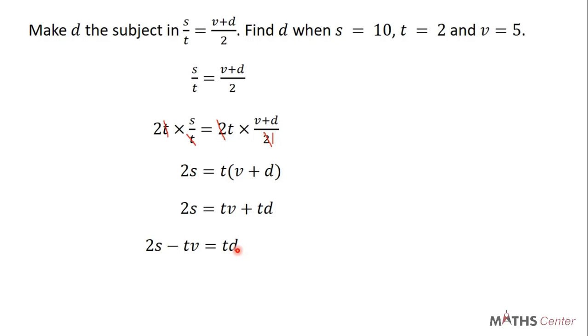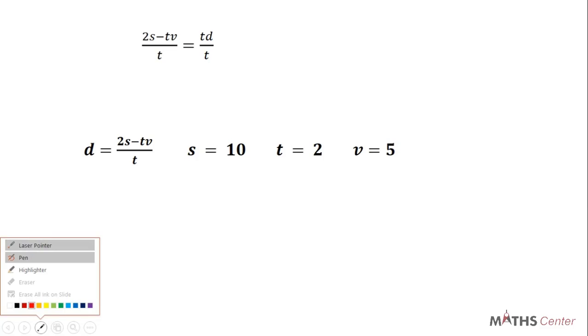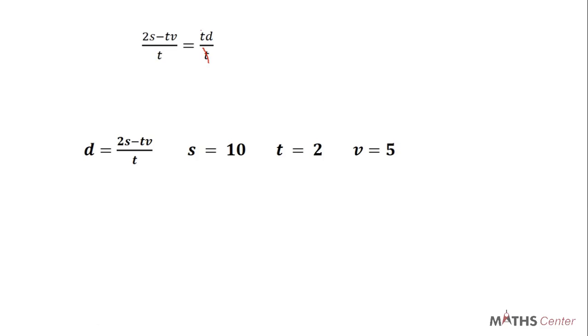What do we do? We divide through by the term attached to d. The variable attached to d is t. So you divide the left hand side by t, you divide the right hand side by t. And when we do that, you are going to see that this t will cancel this t. So d is going to give us 2x minus tv over t. So you've been able to make d the subject of the equation. d is equal to 2x minus tv divided by t.